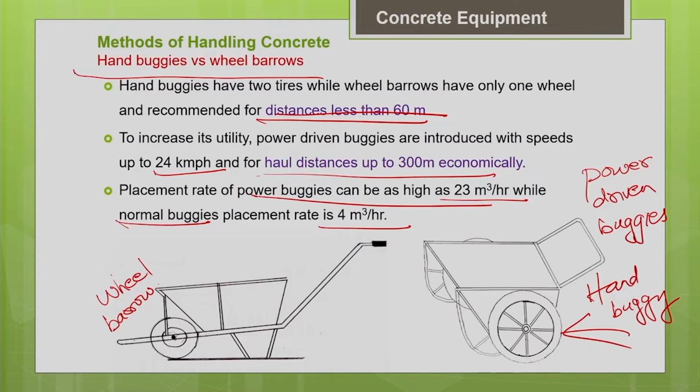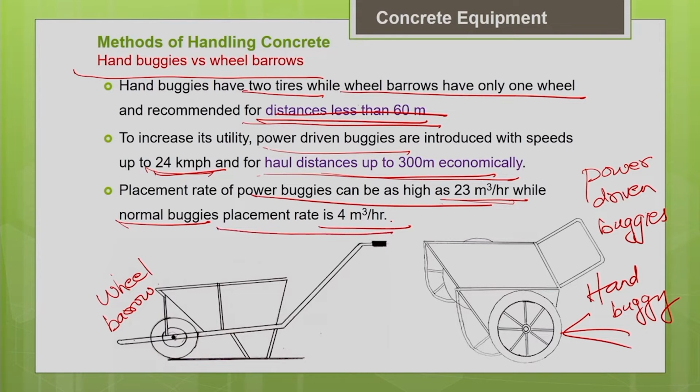Let me summarize. Your hand buggies have 2 tires while your wheelbarrows have only 1 wheel, and these are recommended for a distance less than 60 meters. If you want to increase the utility of your buggies, you can go for the option of power driven buggies. They can have a speed up to 24 km/h and a haul distance up to 300 meters. And the placement rate, if you compare, power buggies can give you as high as 23 m3/h when compared to the normal buggies whose placement rate is only 4 m3/h.